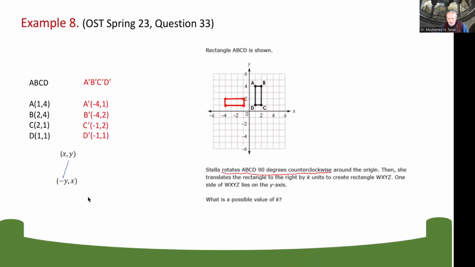Now I go to the second thing. She translates the rectangle to the right, K units, to create WXYZ. One side lies on the y-axis. So when you translate, you are shifting it this way. If you shifted 1 unit, this will be here. That's a good answer. If you shifted 1, 2, 3, 4 units, this side will be here. So it's K equals 1 or K equals 4. That's a very interesting example.